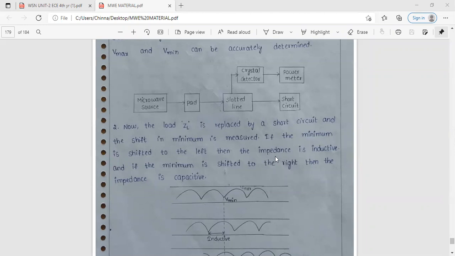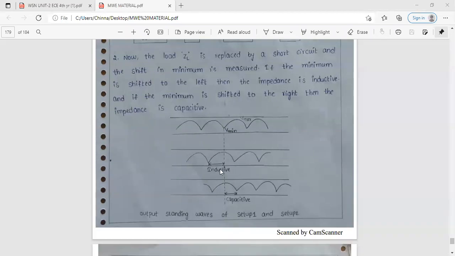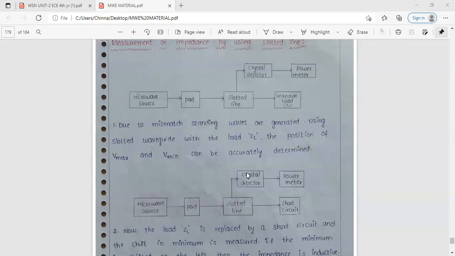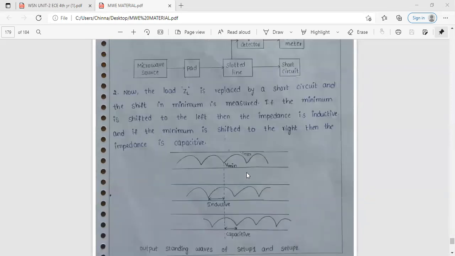So after using the short circuit in the slotted line section, if the shift moves to the left side, then it will be inductive. If it moves to the right side, then it acts as a capacitor. So this is the representation of the measurement using the slotted line section. Using the slotted line section, how we measure the impedance is what we have considered here.